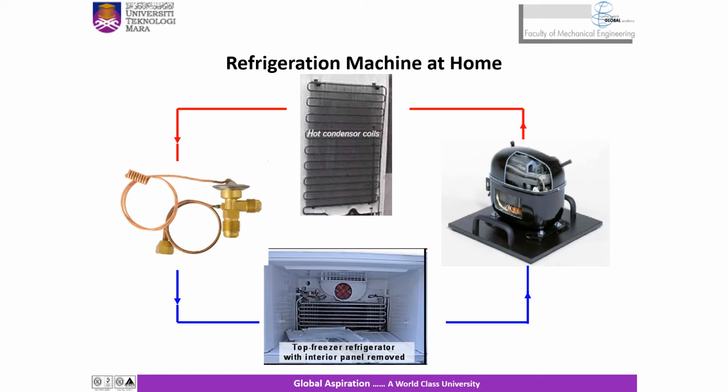Then came the 60s, 70s, and 80s. We were able to shrink the compressor to a very small component, and then we started having refrigerators at home. And this is what you see for refrigeration machines that you find at home. The compressor delivers the refrigerant to the hot condenser coil, where the heat rejection takes place, and then this is returned via the expansion valve to the evaporator section in the refrigerator to absorb the heat from the confined space, and then this process is repeated again and again.